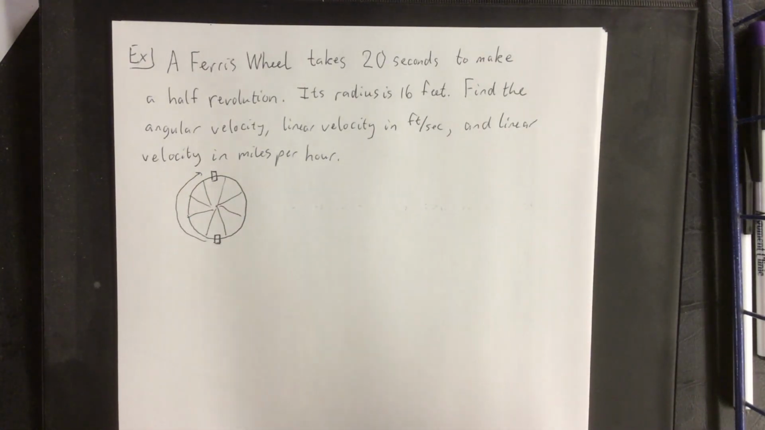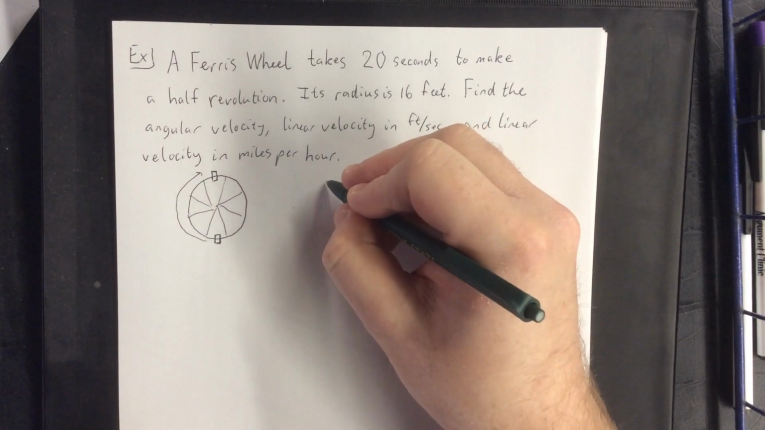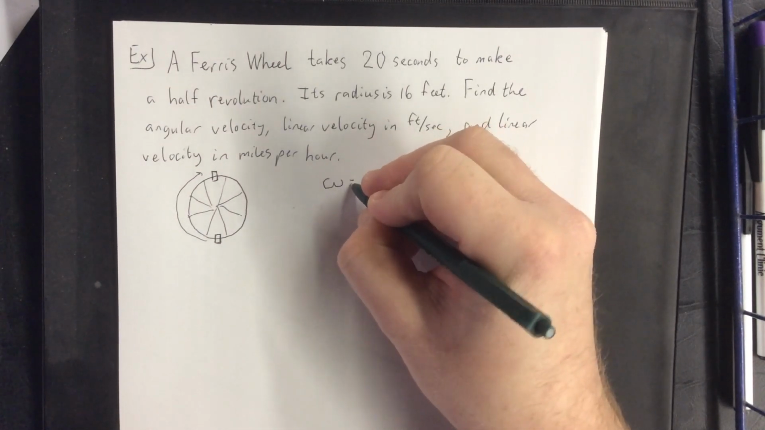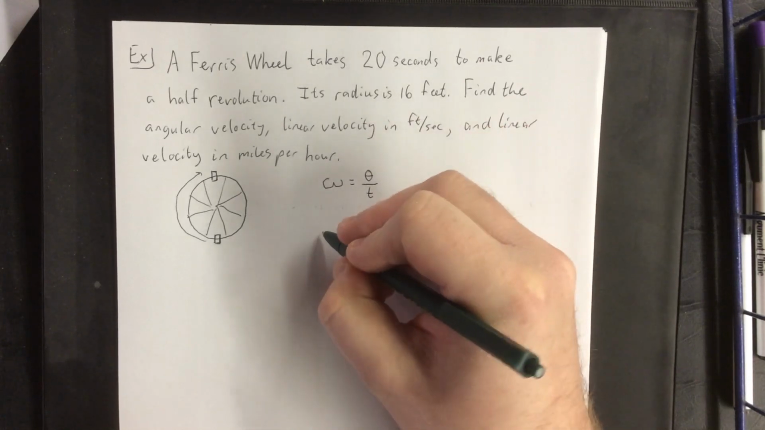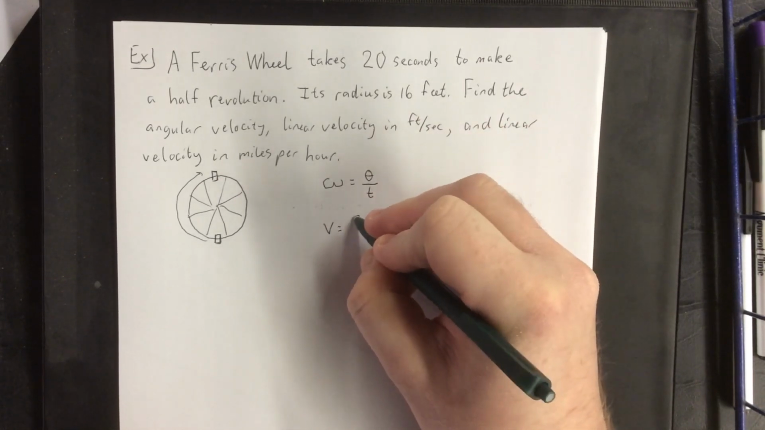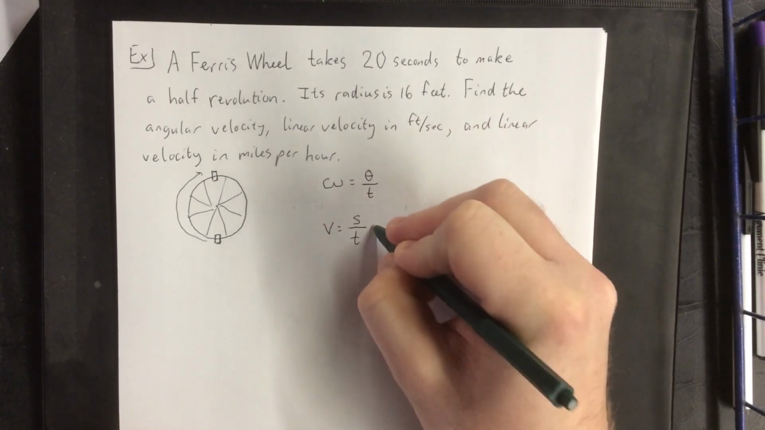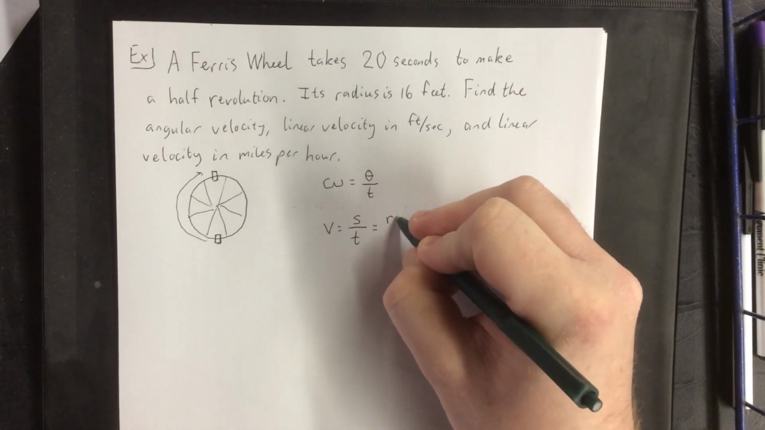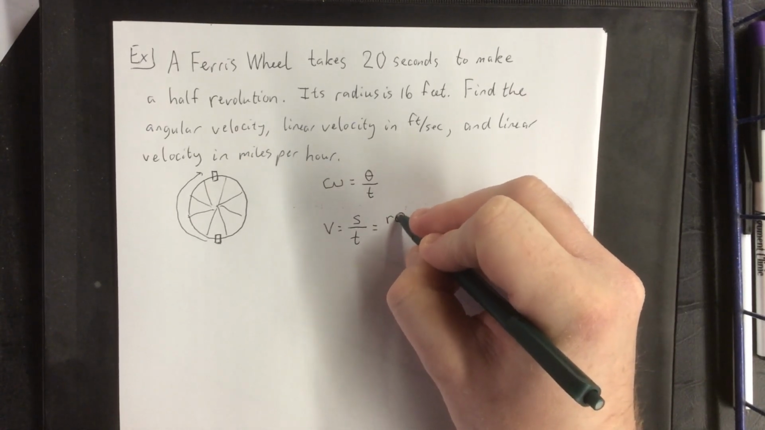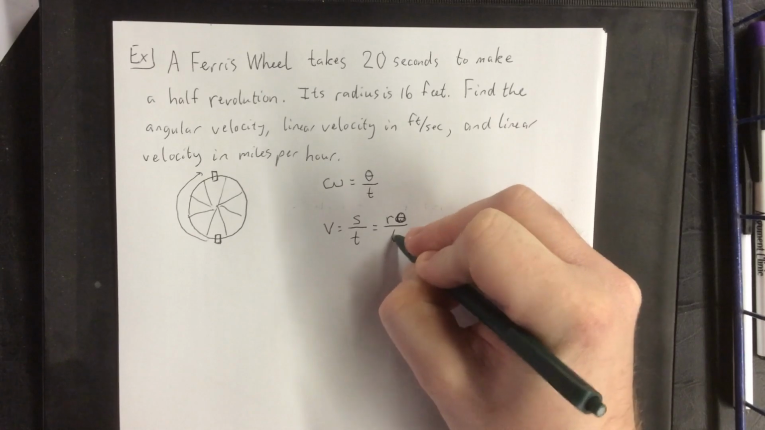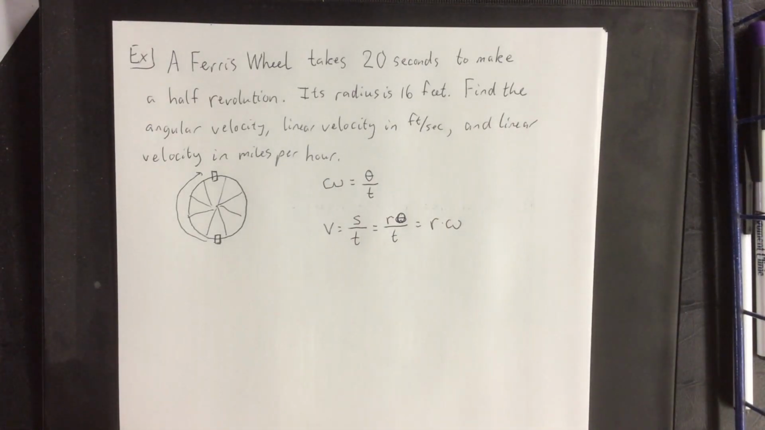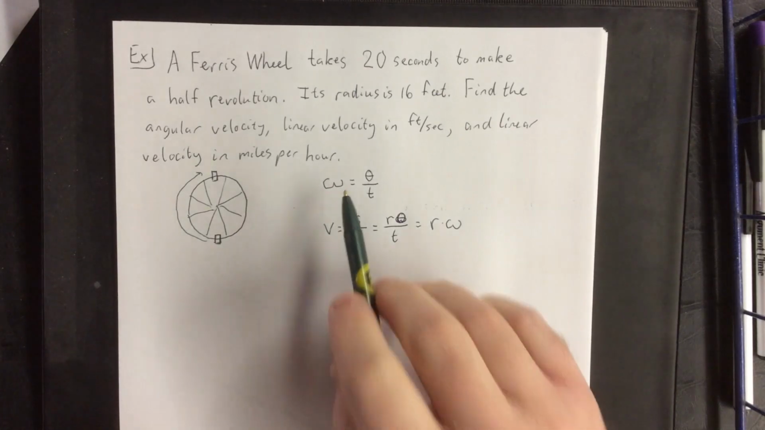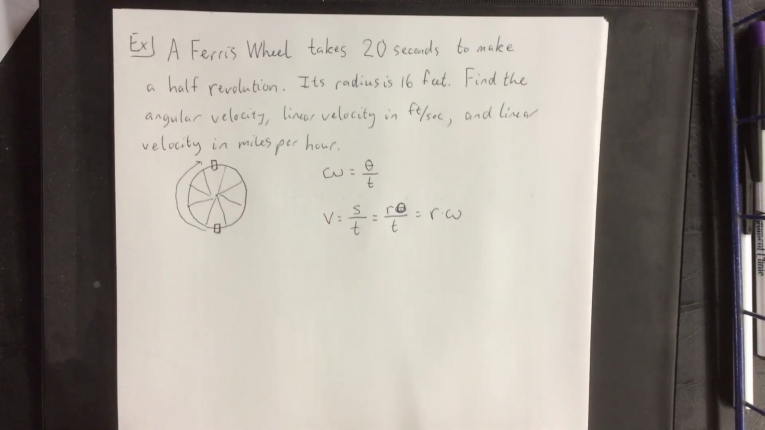So a couple relevant formulas that we have from recently. We have omega, that's our angular velocity, is equal to theta divided by t. We also have that our linear velocity is either equal to the arc length divided by time, or making some substitutions, arc length is also equal to r times theta divided by t, and theta divided by t is also the angular velocity. As a result, what we're going to do is start with the angular velocity.